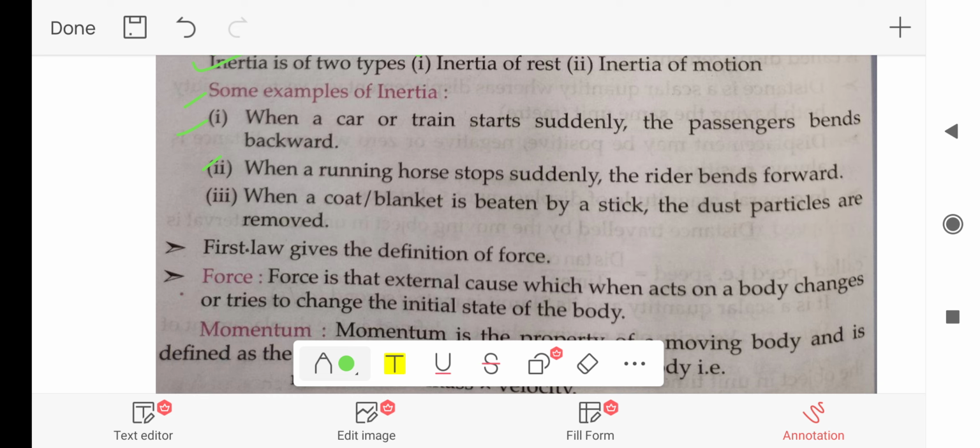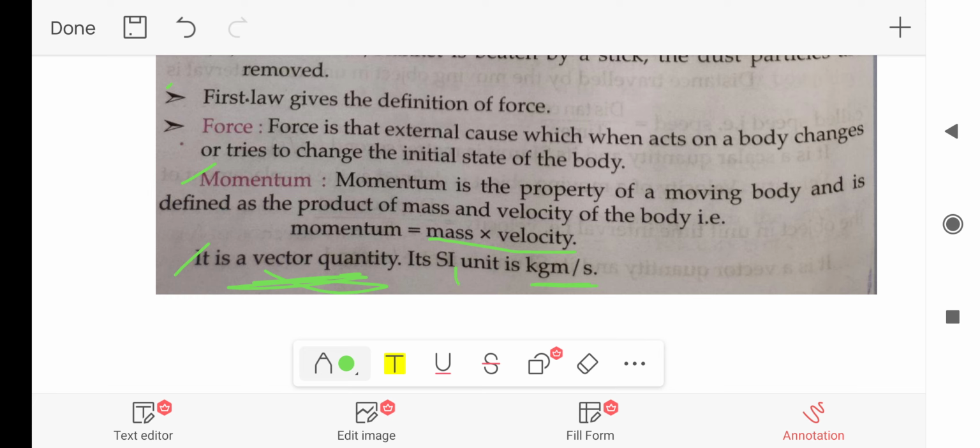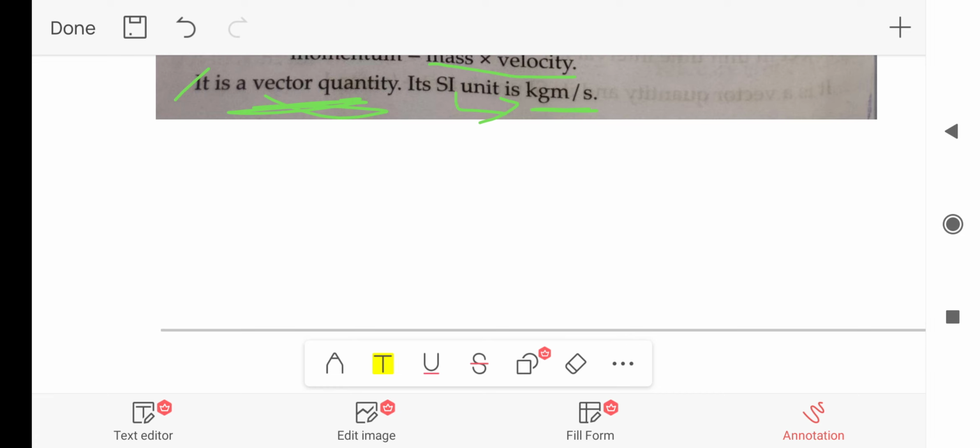Force is that external cause which, when it acts on a body, changes or tries to change the initial state of the body. Momentum is the property of a moving body and is defined as the product of mass and velocity of the body. That is, momentum is equal to mass into velocity. It is a vector quantity and its SI unit is kilogram meter per second.